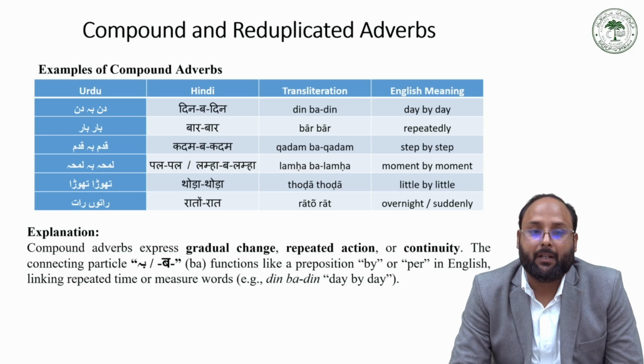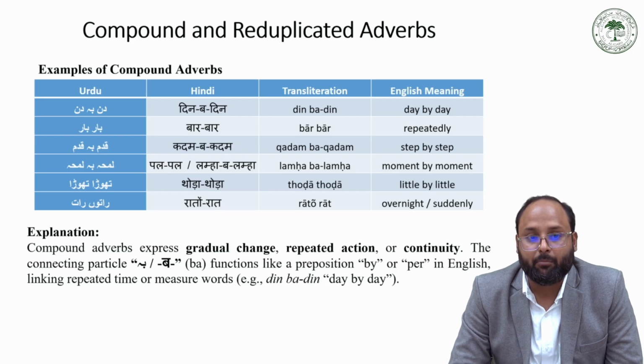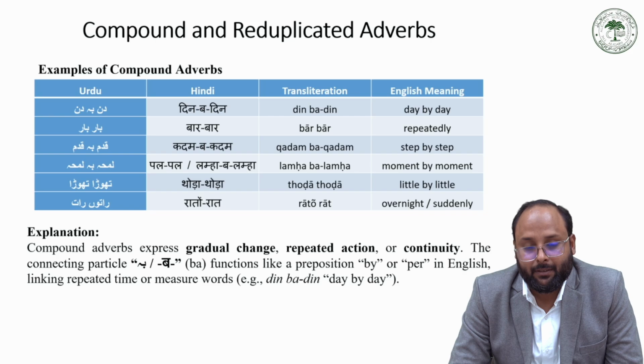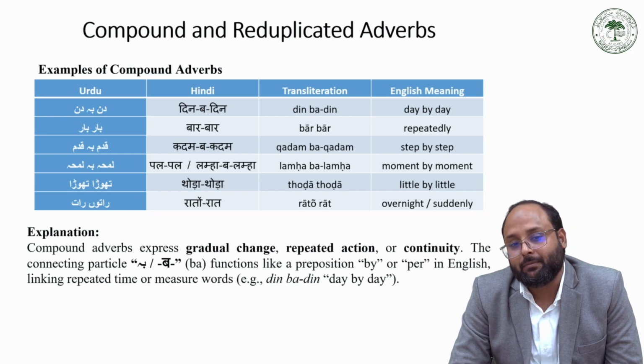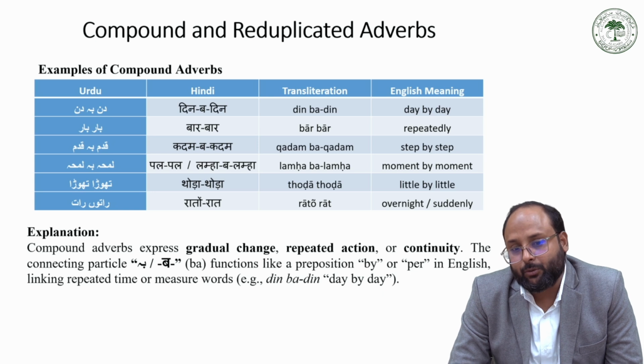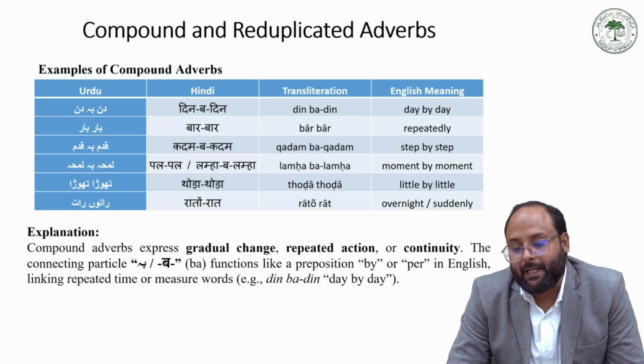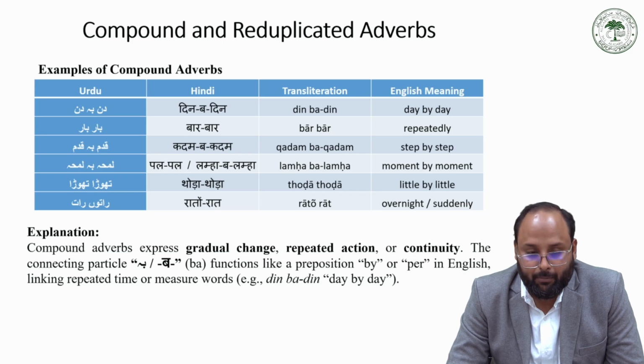So now we have compound adverbs. There are some examples, like दिन ब दिन, बार बार, कदम ब कदम, लम्हा ब लम्हा, थोड़ा थोड़ा, रात तो रात. And we have some like shana bashana also in Urdu. So these compounds express the gradual change in the action, or the repeated action, or the continuity in the action. There are some particles also in the formation of these compounds, using ba. It has the function like a preposition, like by or per in English, linking the repeated time measure words. That is din ba din, lamha ba lamha, qadam ba qadam.